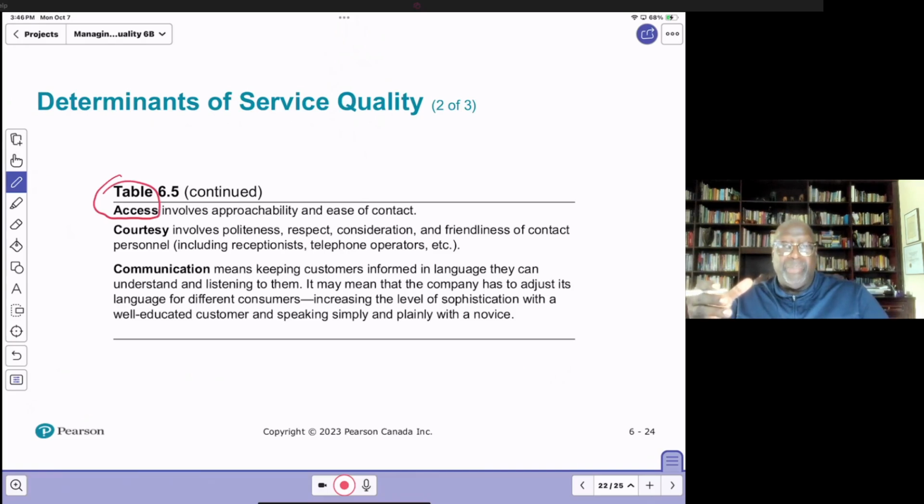Access, how easy it is to approach the service provider, or how easy it is to find them and access them. All right? Courtesy, how they actually interact, the politeness, the respect, consideration, the friendliness, etc. Communication. Basically, how often you keep customers informed, and the quality of the information that you provide them.